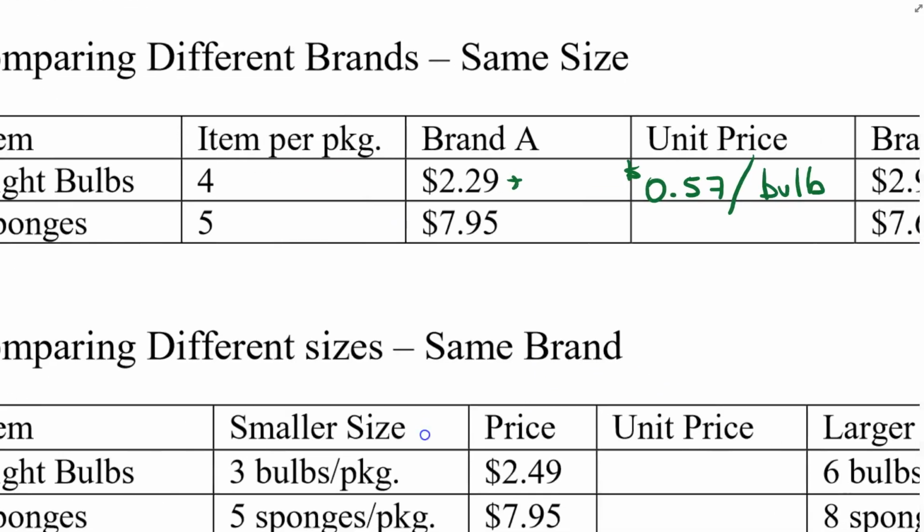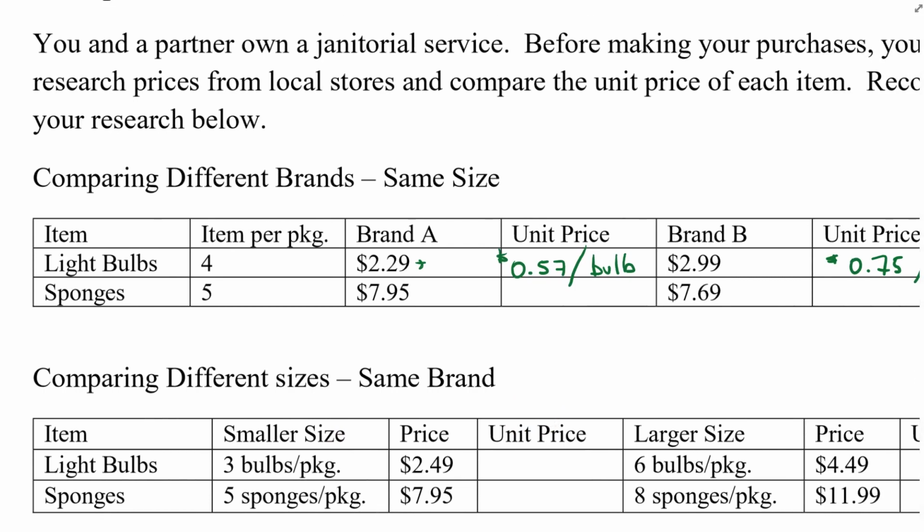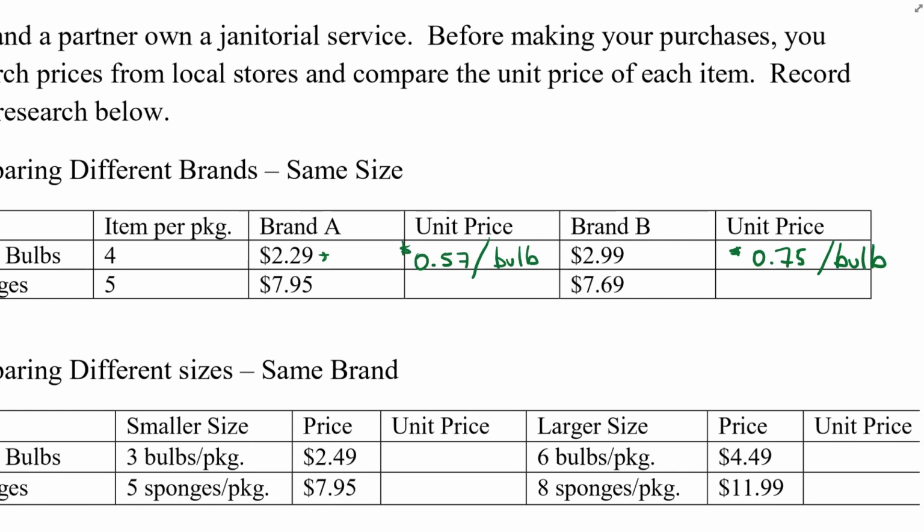Okay, so I'd like you to try the sponges one. Can you do 5 sponges for $7.95 and then $7.69, and then come and see if you did it right. So hit pause now, try those 2, and then come back. Okay, so I got $1.59 per sponge and $1.54 per sponge after rounding.